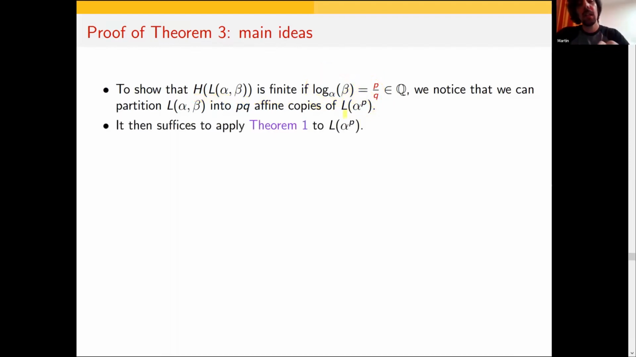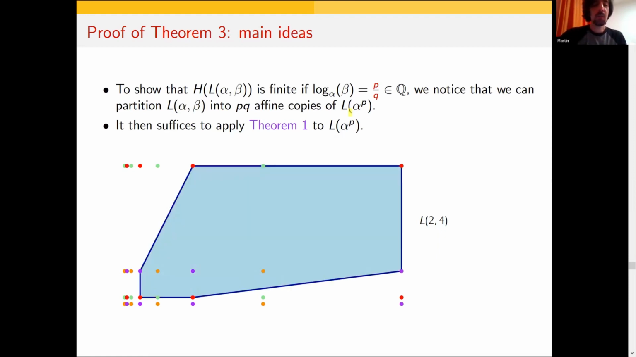And then because this is a diagonal exponential lattice, we can apply theorem 1, which was about these diagonal lattices, and this will give us some upper bound using the pigeonhole principle. So let me illustrate the idea. We start with some non-diagonal exponential lattice, say L24. Now we can partition it into affine copies of L alpha to the p, which in this case is L4, because p is equal to 2 and q is equal to 1 in this case. So we have 4 copies of L4.